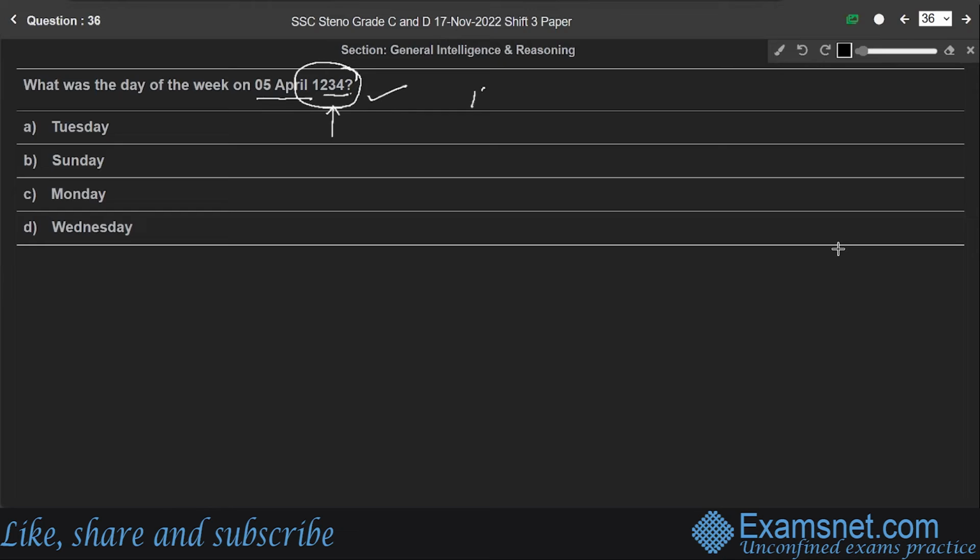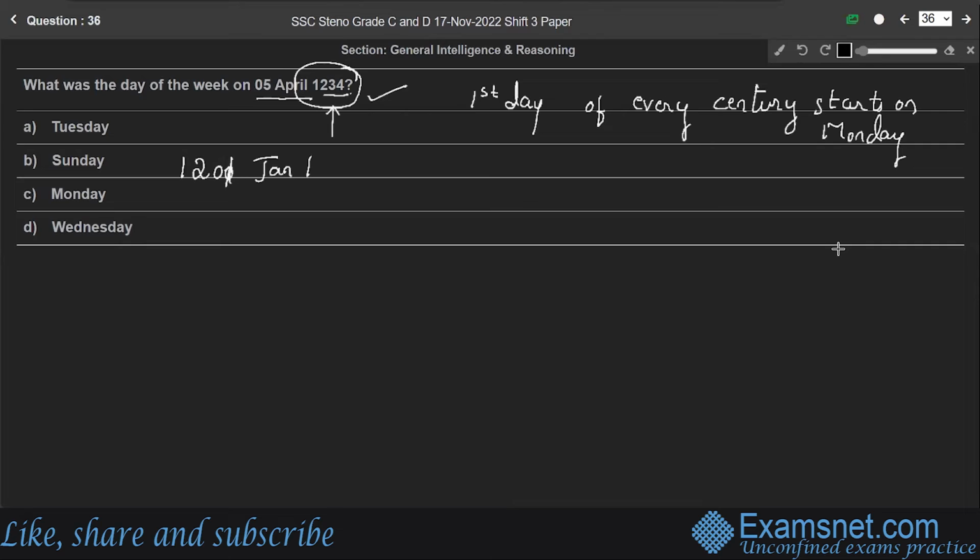So keeping this in our mind, the first day of every century starts on Monday. Therefore, 1200 Jan 1, 1201 Jan 1st, right, is on Monday. It becomes Monday.